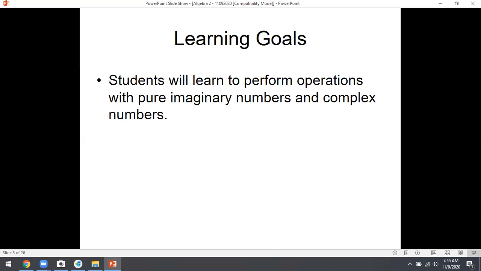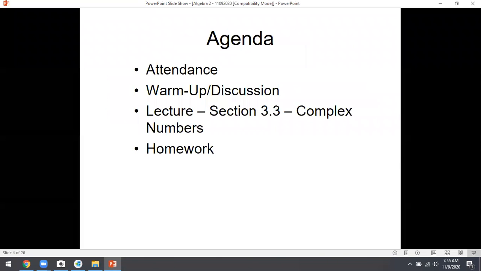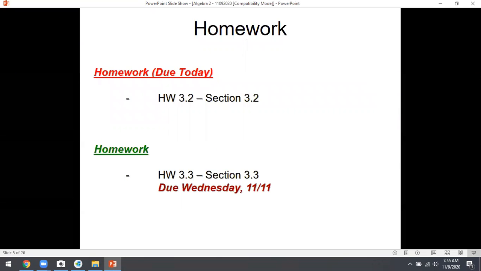All right. Notes. Make a note to yourself. There is homework. I kind of assume that all the time, though. I don't think there's a day where you don't have something to worry about. But 3.2 is due today. 3.3 is due on Wednesday.